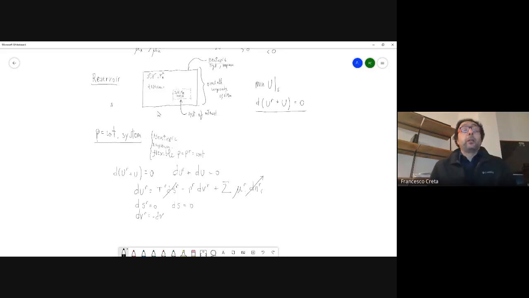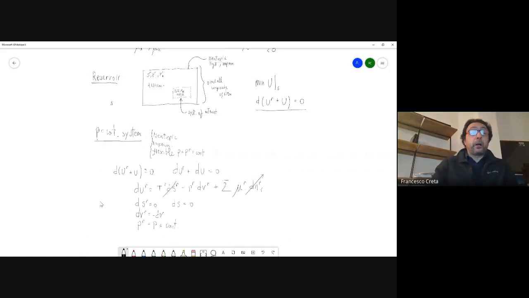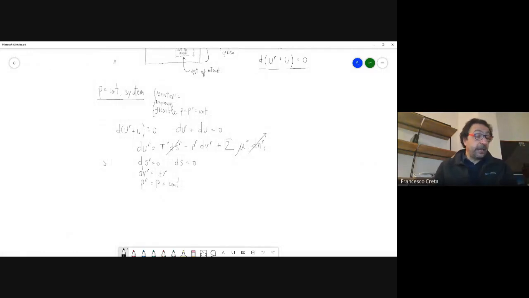And in order for the pressures to remain constant, PR is equal to P. So at the end of the day, we can express the internal energy of the reservoir essentially as minus PdV. Okay, that's what we can express it as.